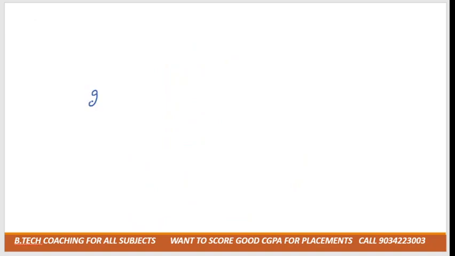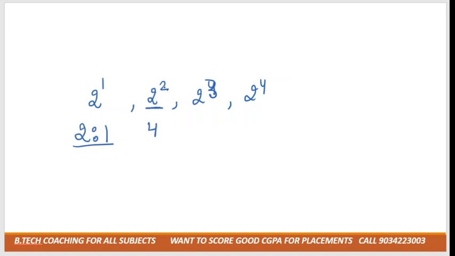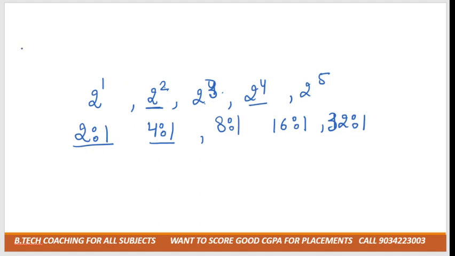Suppose I give you an example. It would be 2 raised to power 1, then 2 raised to power 2, then 2 raised to power 3, then 2 raised to power 4. That means we have a multiplexer of 2 is to 1. 2 raised to power 2 is 4, so we have a multiplexer of 4 is to 1. Then 2 raised to power 3 is 8, so 8 is to 1, or 16 is to 1. And then 2 raised to power 5, so 32 is to 1. Okay. Clear?